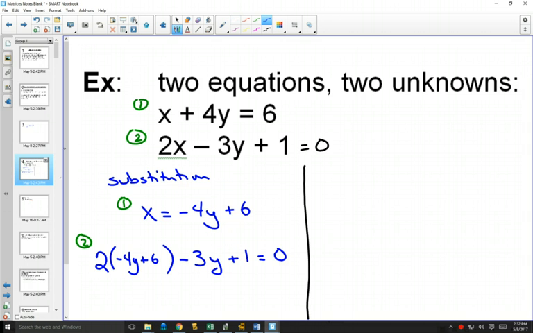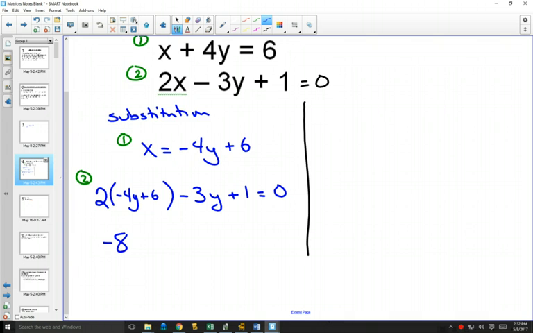Once you've done that, now is just the algebra part of putting your like terms together.